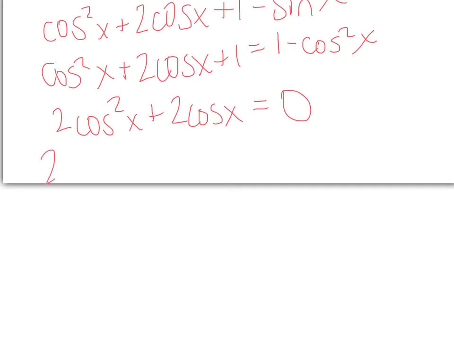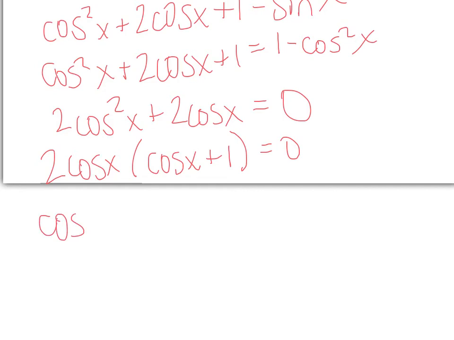Factoring, there's a 2 and a cosine x in common. What's left over? We've got cosine x plus 1. Set both of these pieces equal to 0. First, divide 0 by 2, you're going to get 0. And this one, cosine x equals negative 1.